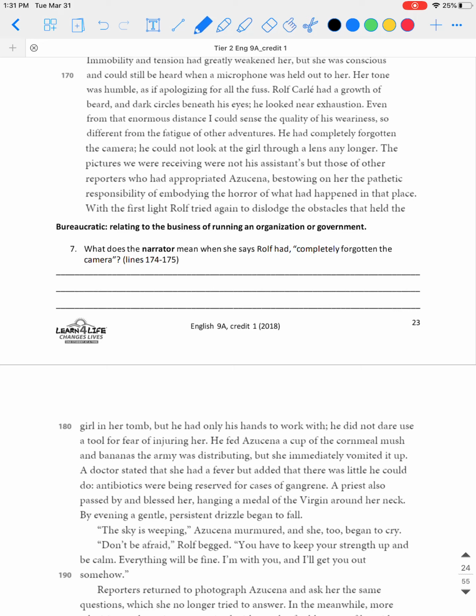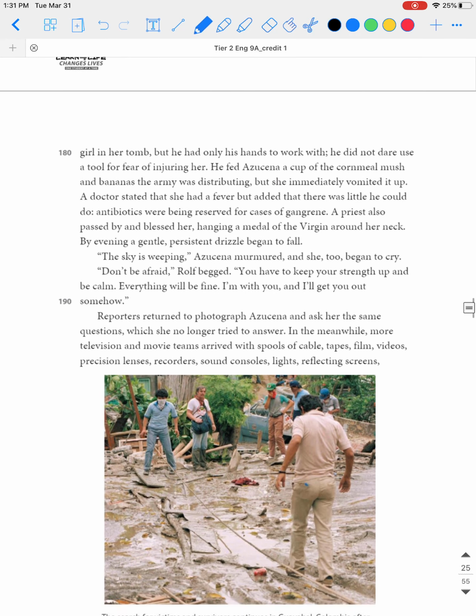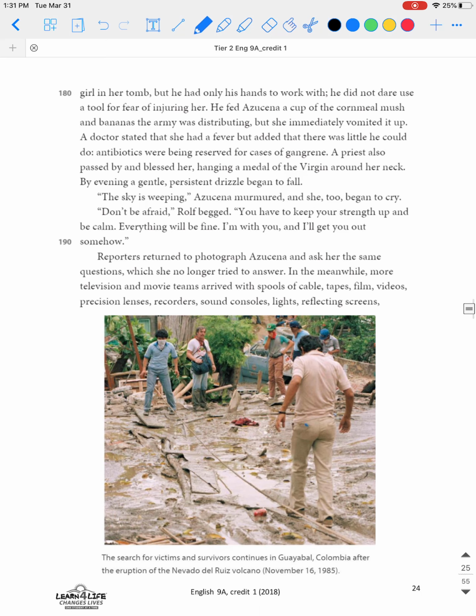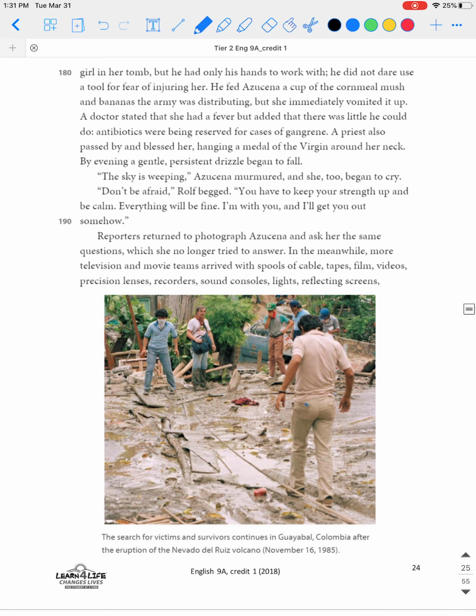With the first light, Rolf tried again to dislodge the obstacles that held the girl in her tomb, but he had only hands to work with. He did not dare use a tool for fear of injuring her. He fed Azucena a cup of cornmeal mush and bananas the army was distributing, but she immediately vomited it up. The doctor stated that she had a fever and added there was little he could do. Antibiotics were being reserved for cases of gangrene. A priest also passed by and blessed her, hanging a medal of the Virgin around her neck.